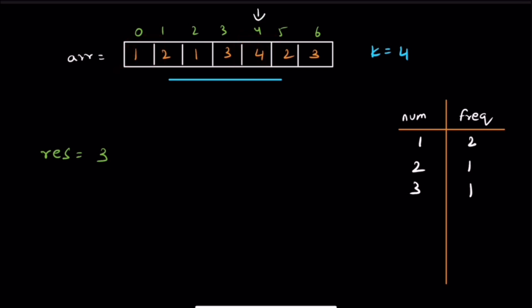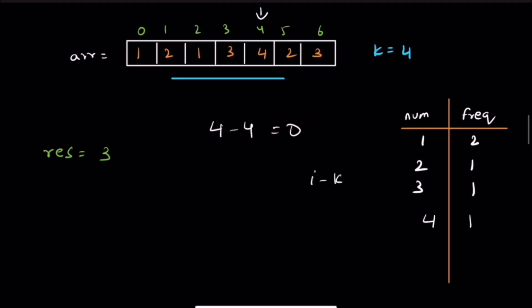So when we are at the ith pointer, this is the ith pointer. We need to add this entry in the hash map, so we will be adding 4 with frequency 1, right? Now we need to delete this element. If our ith pointer is here, how can we get here? Basically, if we do I minus k, it will be 4 minus 4, which is nothing but 0, right? So we are able to access the deleting element index by using I minus k. I'll write it here, I minus k for deleting.